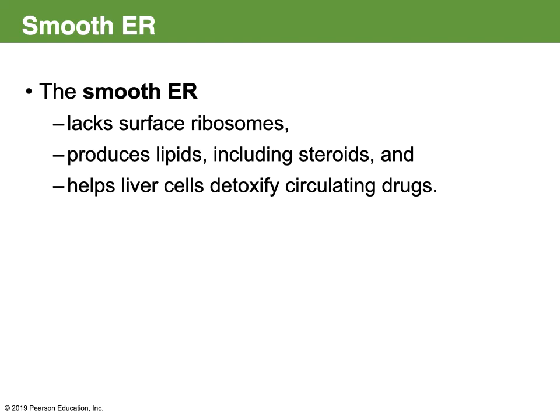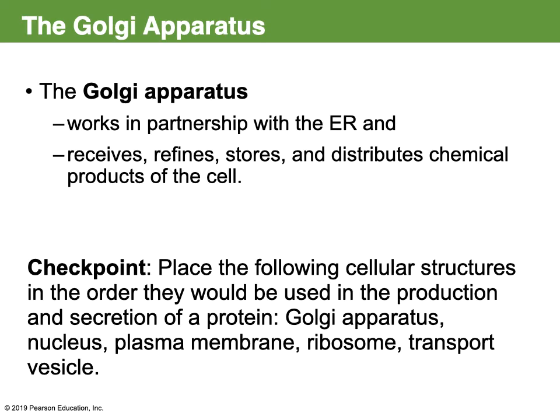The smooth ER lacks those surface ribosomes. It makes lipids, including steroids, and helps liver cells detoxify circulating drugs. So smooth, I always think of like lipids are smooth, sort of a smooth surface. So smooth ER: lipids, including the steroids, and detoxification. Now, the Golgi apparatus works in partnership with the ER, receiving, refining, storing, and distributing chemical products of the cell. So this is like receiving and shipping versus the manufacturing part of the factory.